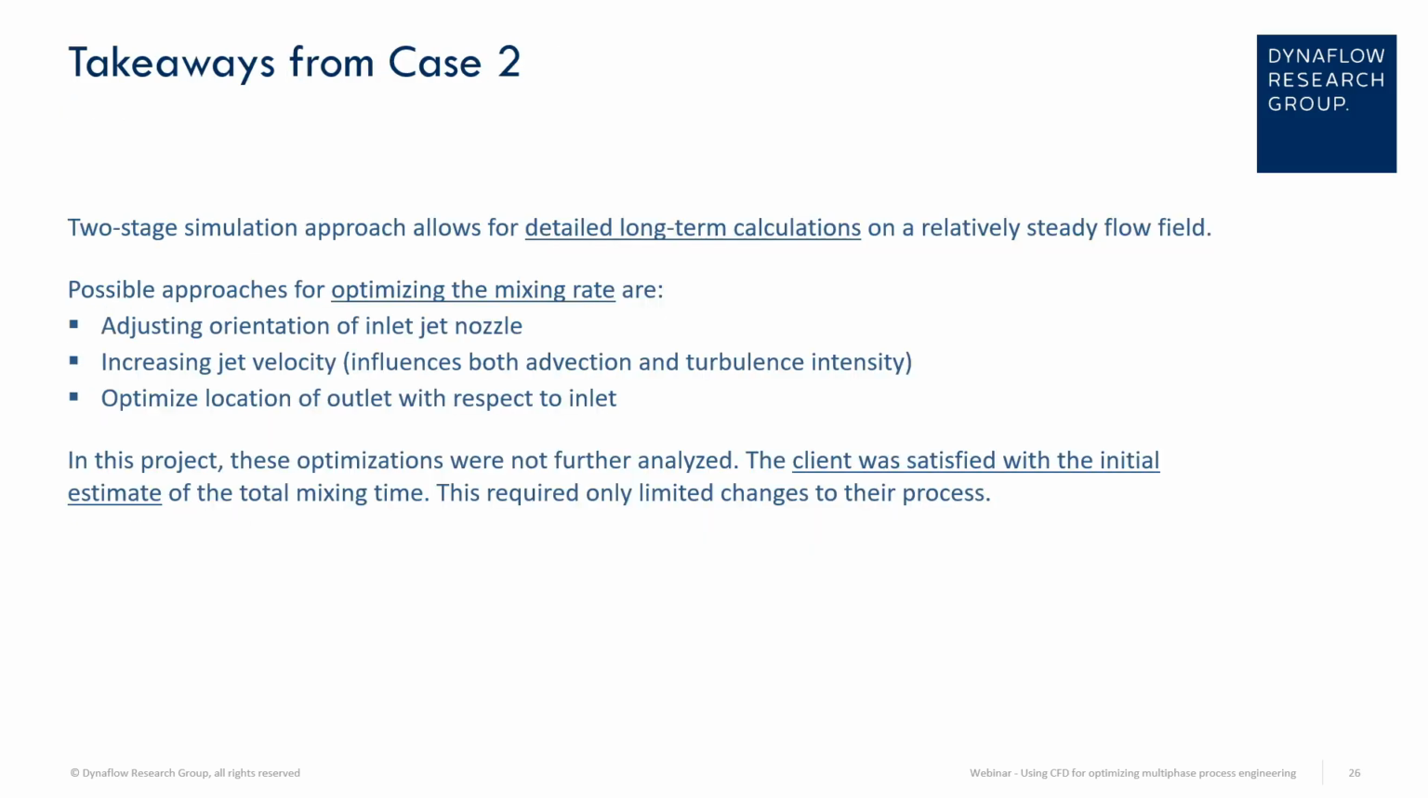Takeaways from this case is that a two-stage simulation approach allows for detailed long-term calculations on a relatively steady flow field. In this case, possible approaches for optimizing the mixing rate would be to adjust the orientation of the inlet jet nozzle. It had a fixed orientation in the simulations we did, but you can imagine that its orientation is a parameter of influence for the mixing rate. Increasing the jet velocity, which would influence both advection and also the turbulence intensity on the edges of the jet. Another factor of influence would be to optimize the location of the outlet with respect to the inlet.